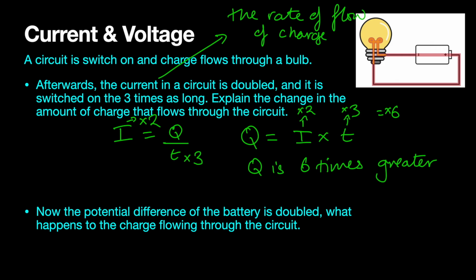Now the potential difference of the battery is doubled. What happens to the charge flowing through the circuit? Now remember, potential difference is voltage, and that's doubled. What happens to the charge flowing through the circuit? Really think about it. Look back at your equation, pause the video and have a go.